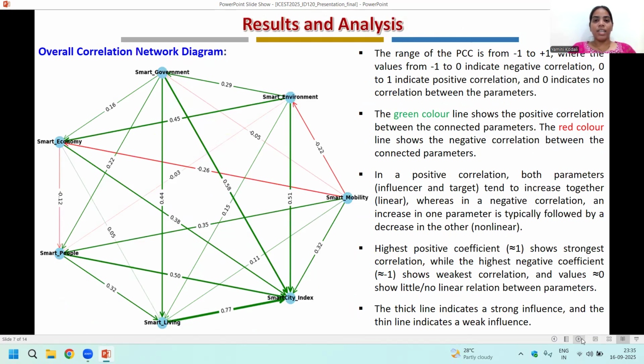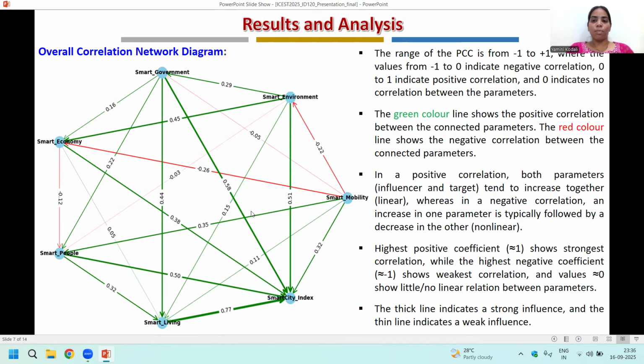These are some results and analysis that I have noticed. And this is the overall correlation network diagram. The range of this PCC is from -1 to +1, where values from -1 to 0 indicate negative correlation, 0 to 1 indicates positive correlation, and 0 indicates no correlation between the parameters.